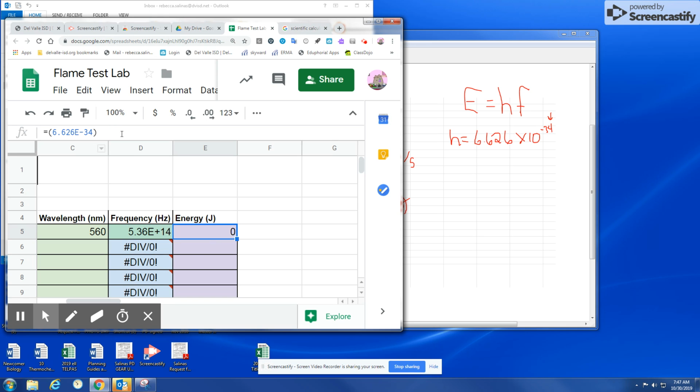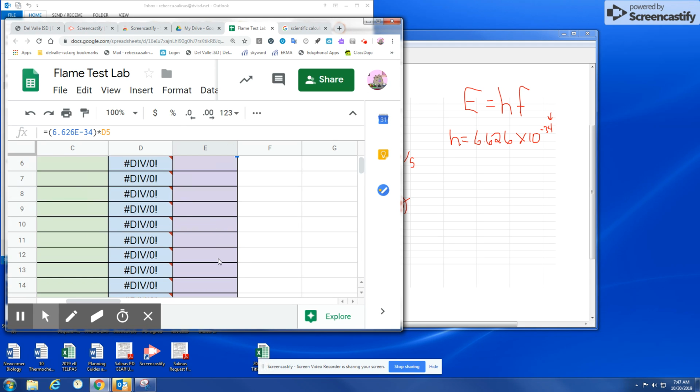Uh-oh, that messed everything up. I might have to actually type it in here. So it's in D5. Oh, I need to put in an asterisk to multiply. There, it calculates my energy in joules. Again, you could copy and paste this down.